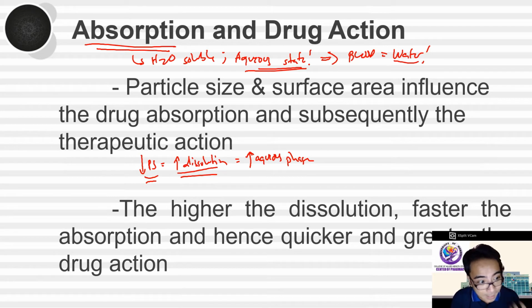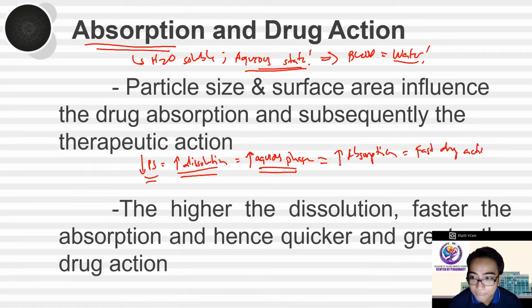So therefore class, a reduction in particle size again is said to increase dissolution. Pag mabilis ang dissolution ng isang gamot, mas mabilis siya nagiging aqueous phase. At kapag aqueous phase agad, ano nangyayari sa absorption? Napapabilis ngayon yung absorption ng ating gamot sa katawan. And hence class, dahil mabilis siya ma-absorb, ano yung expect natin sa drug action? Okay? So we say it leads to a fast drug action. Okay, so increase in rate of absorption, therefore leading to faster drug action. Alright? So I hope that makes sense.